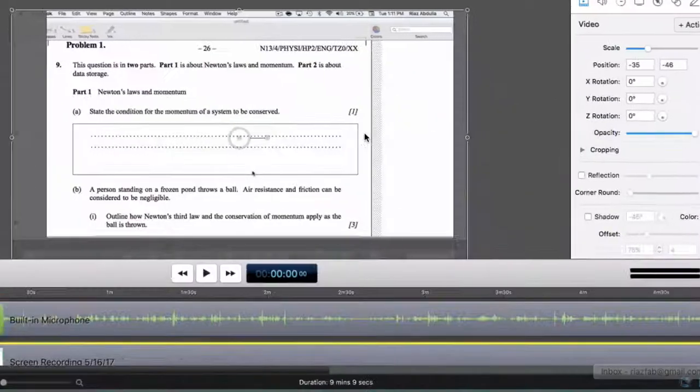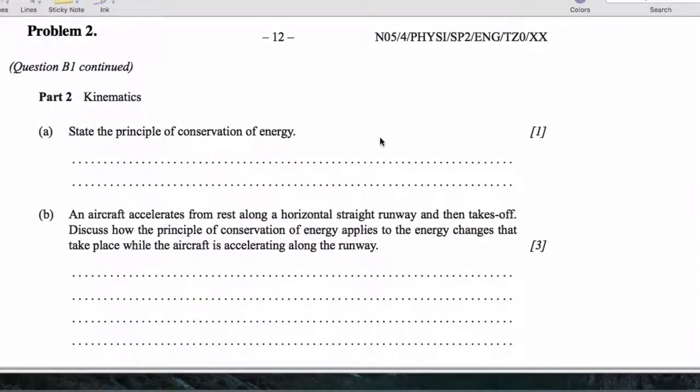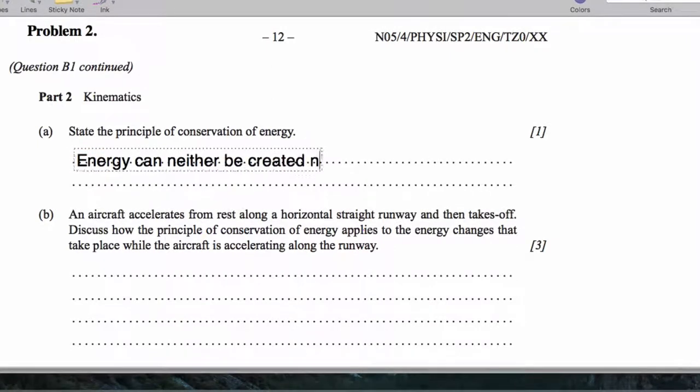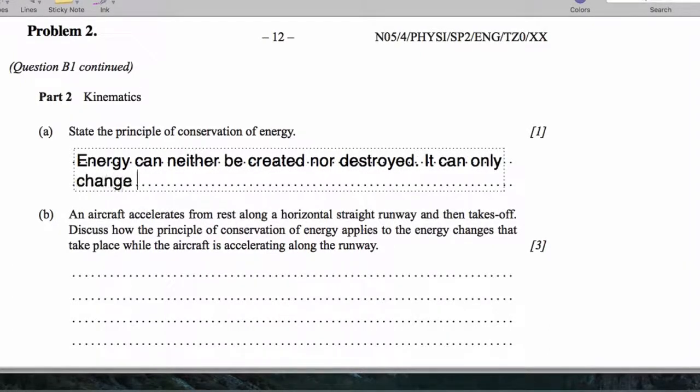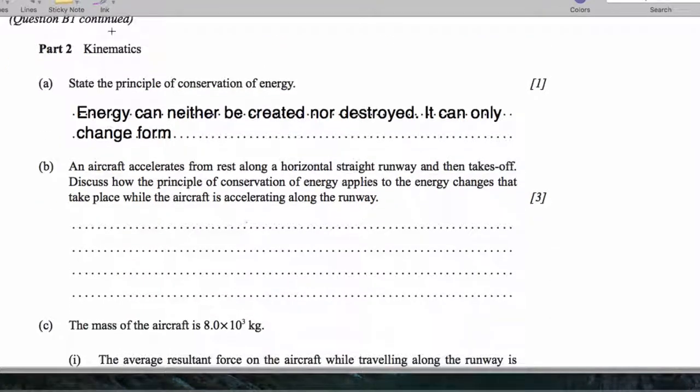All right. The principle of conservation of energy states the following. This is number 2. Energy can neither be created nor destroyed. It can only change form. That's it.